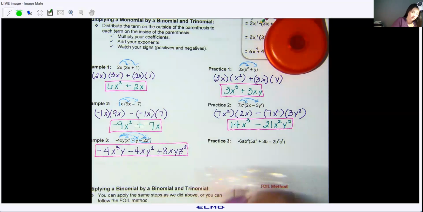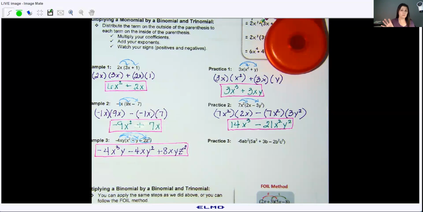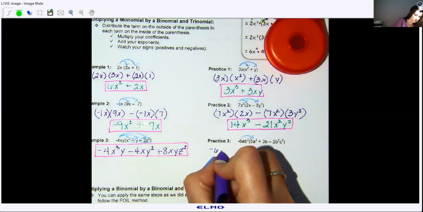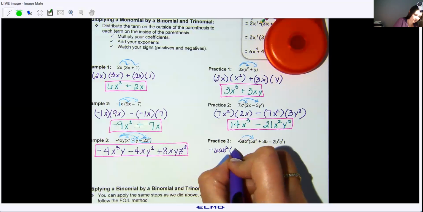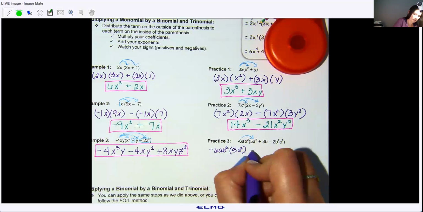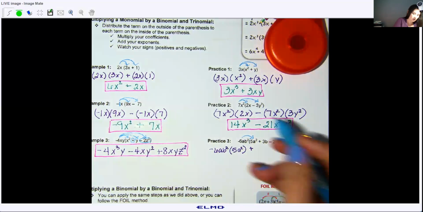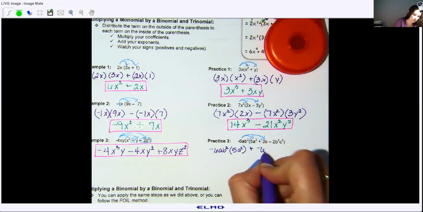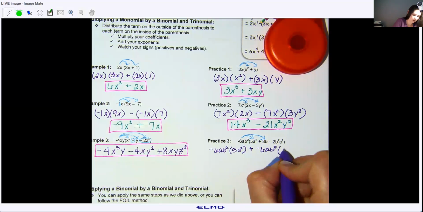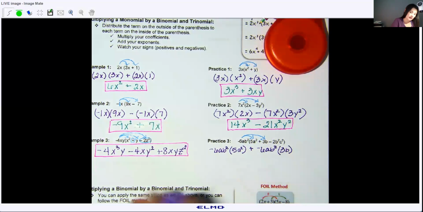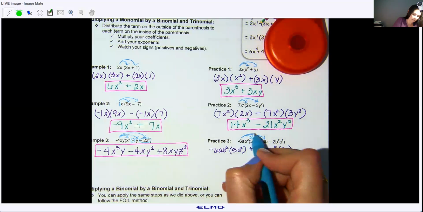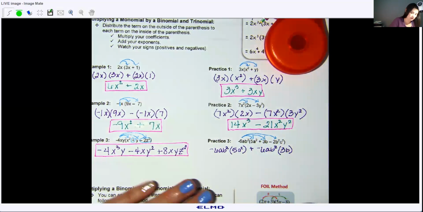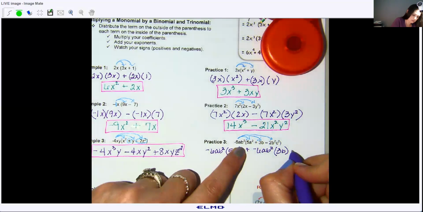Practice number 3. I will write this one out just to show you how long it's going to be and why I didn't do it on this one. So we have negative 6ab squared times 5a squared. Okay. And then we have a negative 6ab squared times a positive 3b. And then we have it times this one. Now look how long this is. This gets really long. Let's see if I have enough space.